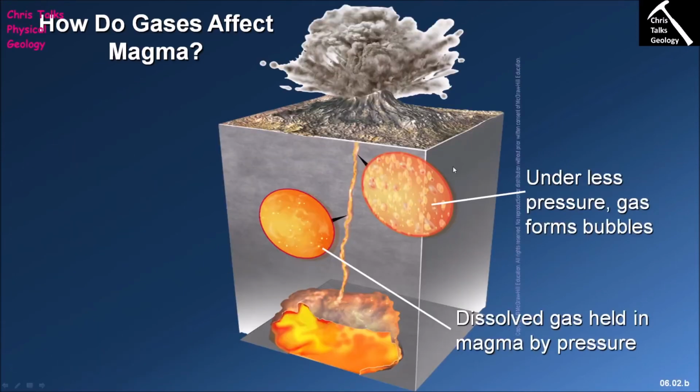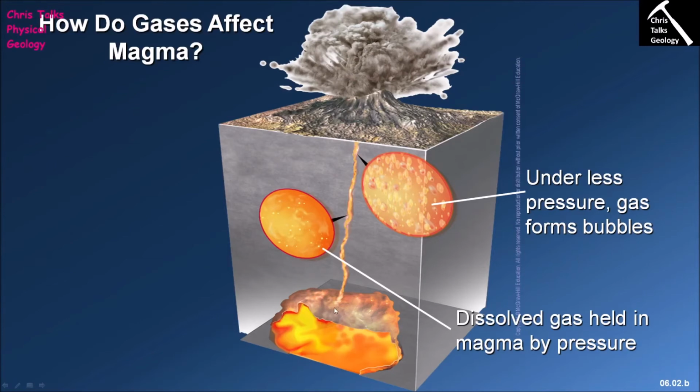So here's the situation. Here's our volcano at the surface, and we know that the magma that feeds our volcano is going to come from a magma chamber down here underground. Now, when the magma is down here, it's under lots and lots of pressure because you have all of this rock pushing down on it. So down here, the magma is under lots of pressure, and the gases which are present in that magma cannot form discrete bubbles because the pressure is just too high.